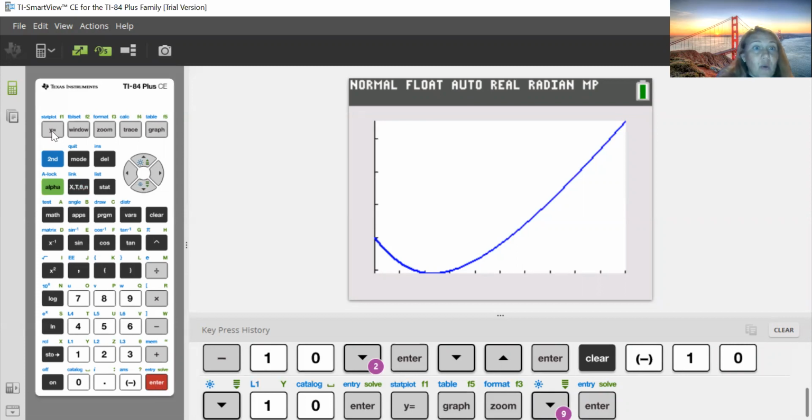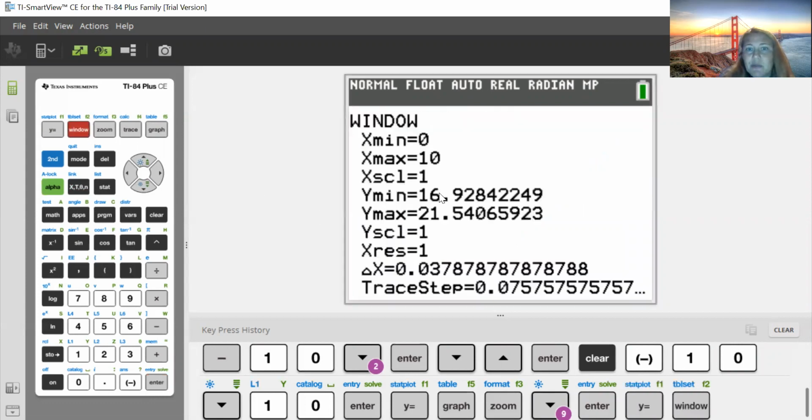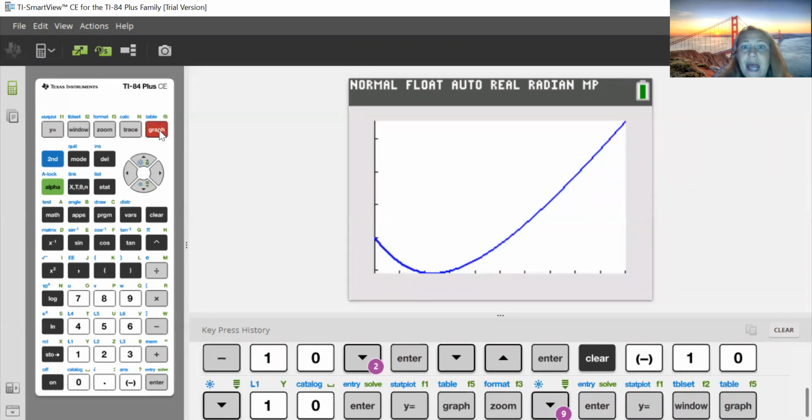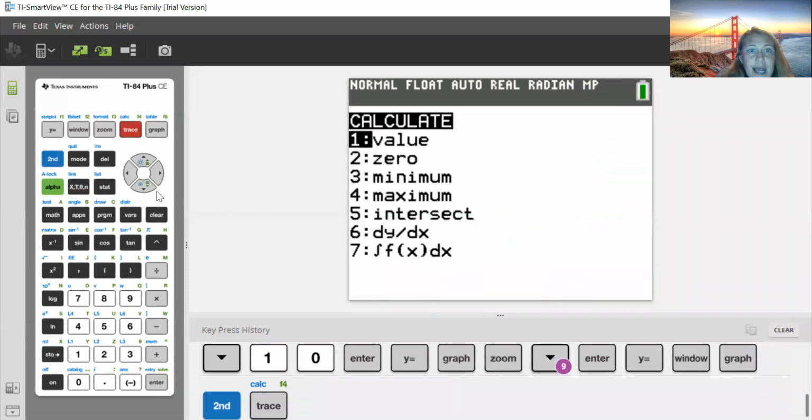Okay, if I look at window now, I can see my Y is between 16 and 21. So that's why I couldn't see it before. My Y went from 0 to 10 and it needed to be larger. Now I'm looking at the graph and I want to know when this cost function is at a minimum. So I do my second calculate and I select min.